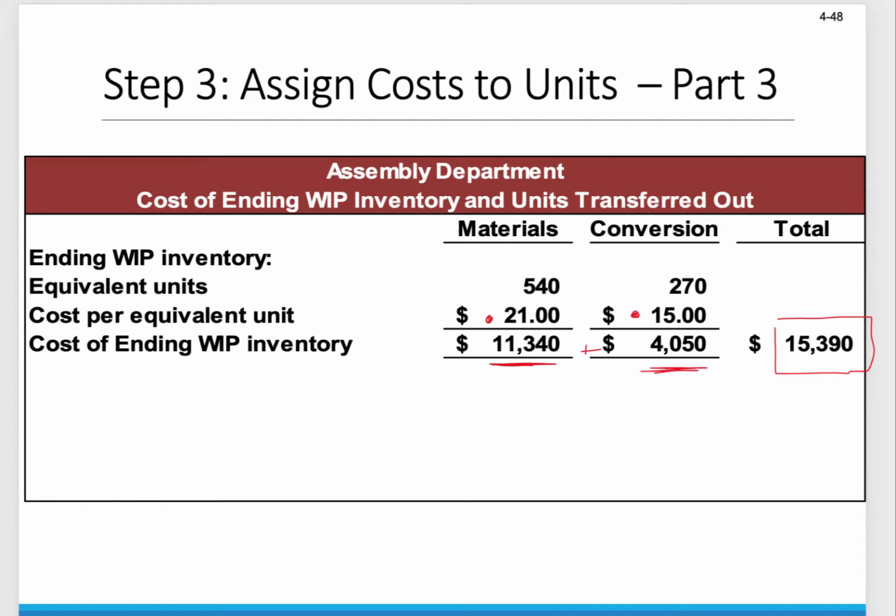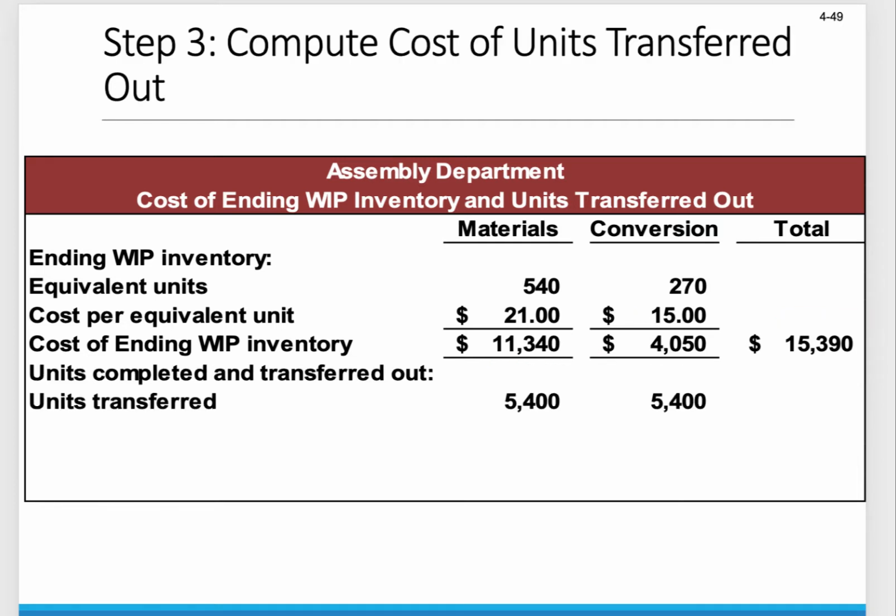Now, the next thing we need to do is compute the costs of units that were transferred out. Okay? This is easy. This is a plug number. The problem already told us, hey, by the way, you completed and transferred out 5,400 units. Well, if I transferred them out and completed them, they must be 100% complete with respect to material and conversion costs. That's why the numbers here are the same, because they're completed and transferred out. They're 100% complete with respect to materials and conversion.